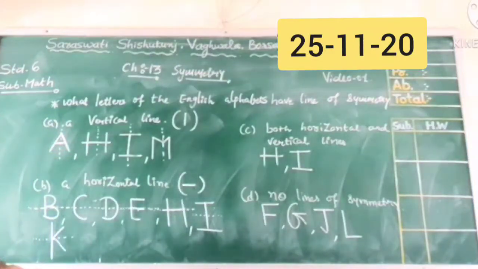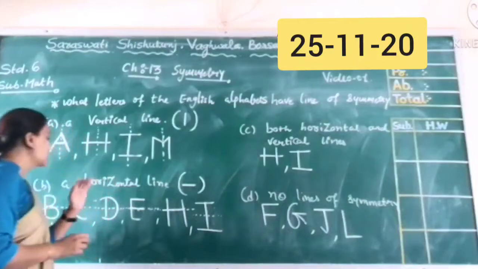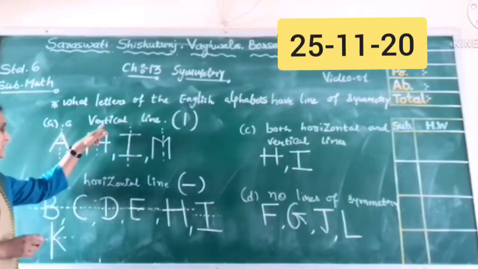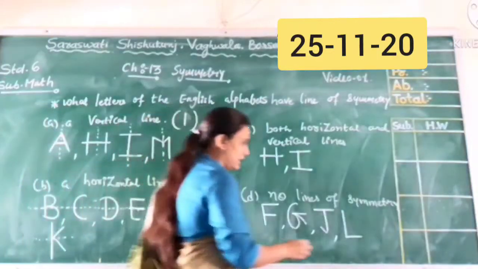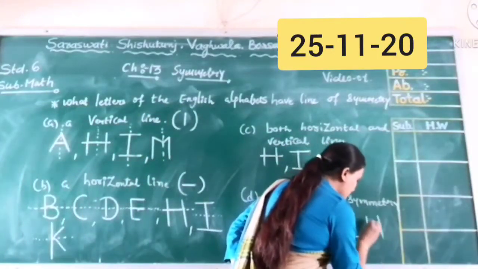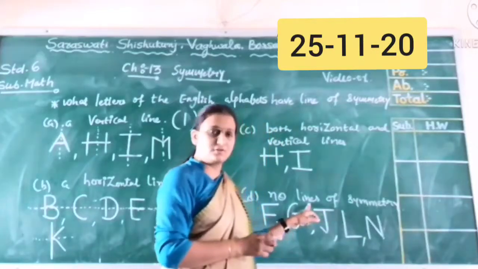Then letter N. Letter N is also the kind of letter in which we cannot draw a vertical or horizontal line. So letter N has no line of symmetry. Here you can see that we cannot fold from anywhere. So letter N has no line of symmetry.